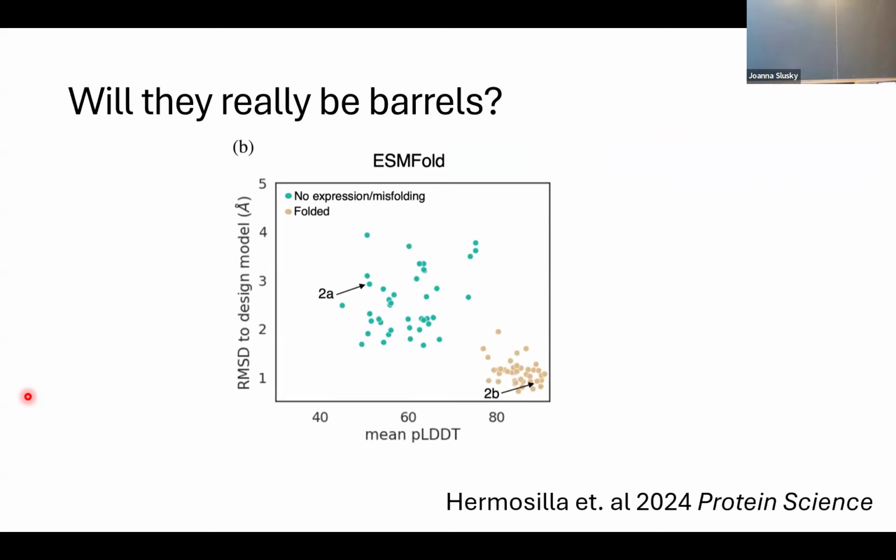But the idea here, this was the figure that we were really excited about, because they measured the ESMFold mean pLDDTs of all the proteins that they had designed in that first science paper where they designed transmembrane beta barrels.